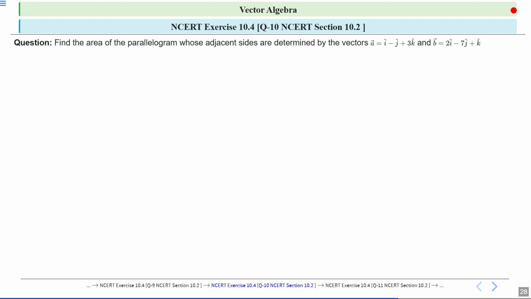So next is NCERT exercise 10.4 question number 10. Now we have a question about finding the area of a parallelogram formed by two vectors. The vectors are a vector as i cap minus j cap plus 3 k cap, and b vector as 2 i cap minus 7 j cap plus k cap. So let's focus on how to use these vectors to calculate the area. You can remember that the area of a parallelogram formed by two vectors is given by the magnitude of their cross product, right? Got it? So let's see how we can solve.